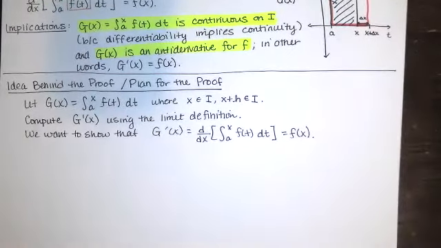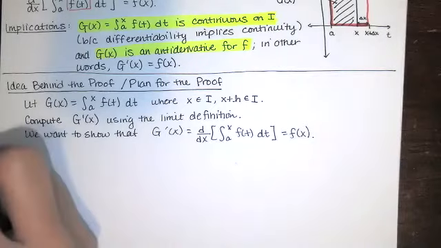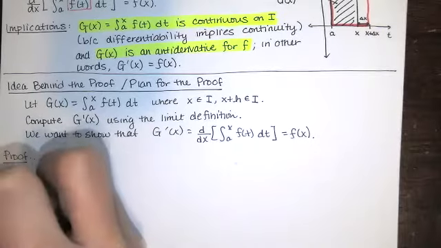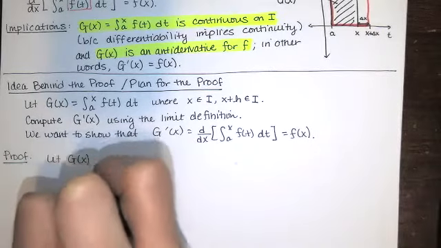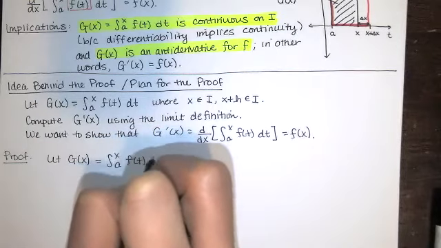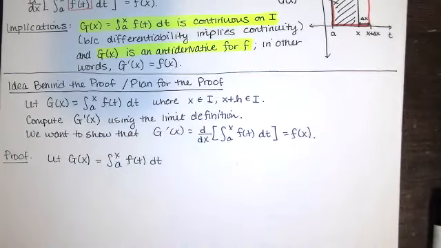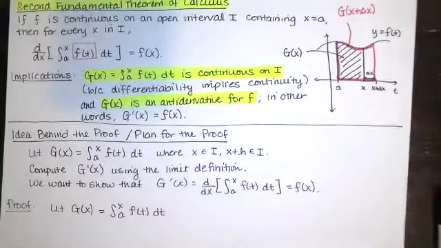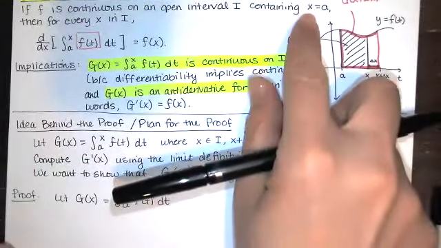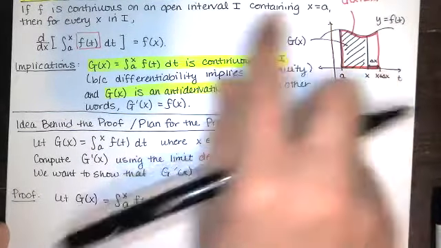Okay. So now let's do it. So let's let g of x equal the integral from a to x of f of t dt. And we're assuming all of the things that they assume at the beginning of the theorem. So assume f is continuous on an open interval I, containing x equals a.